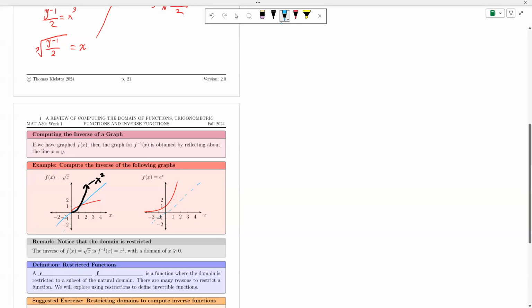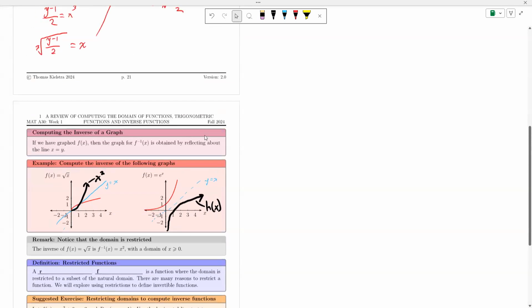And if we reflect the e to the x about our y equals x line, we get the curve that looks like this. And that curve is ln. Okay. So one curve looks a lot like x squared. The other curve looks a lot like ln of x.